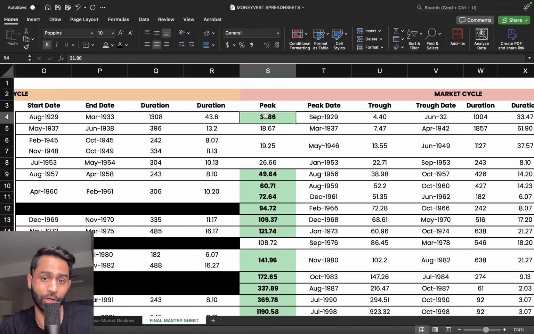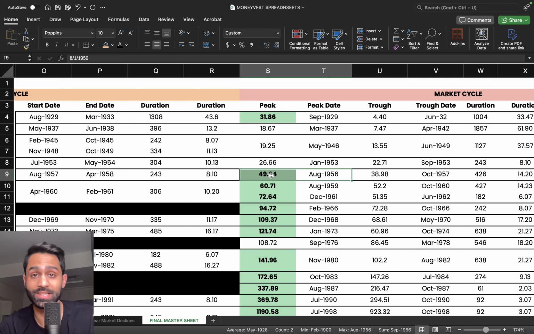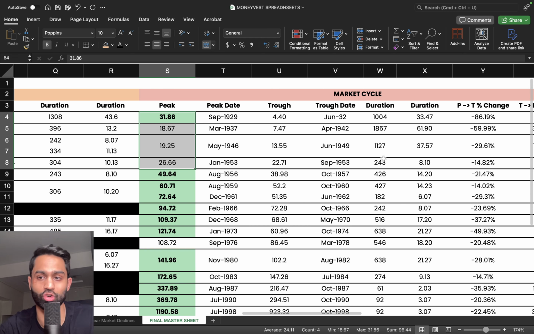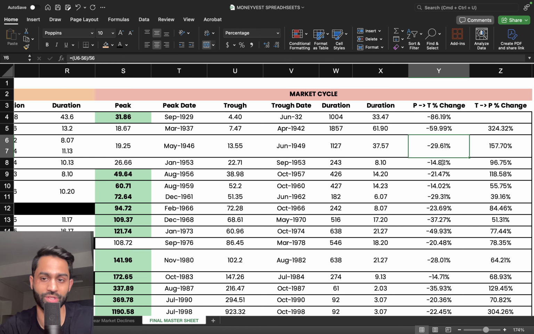You'll notice that we actually hit an all-time high in September 1929, and we didn't quite get up to an all-time high until 1956. So you can see the markets actually didn't do anything between those two time periods, right? 1956, 49.64, 1929, 31.86, and prior to that, we were pretty much trading sideways, a lot of consolidation, and we did see quite significant drops of well over 60%, 30%, 14% before finally getting up to all-time highs.